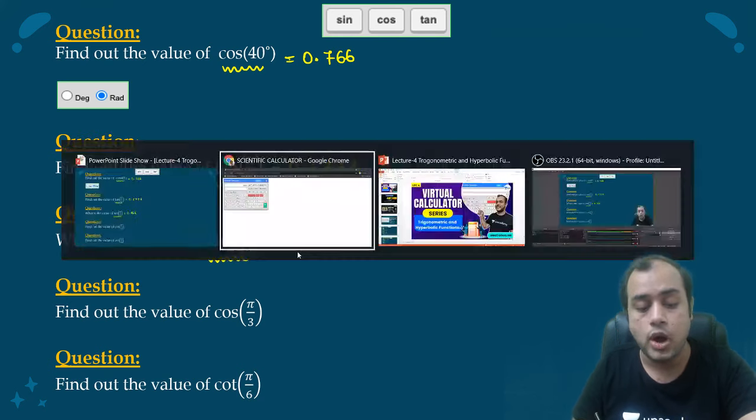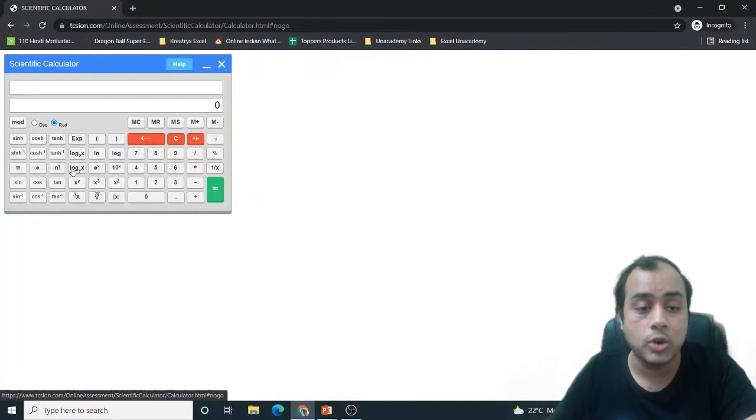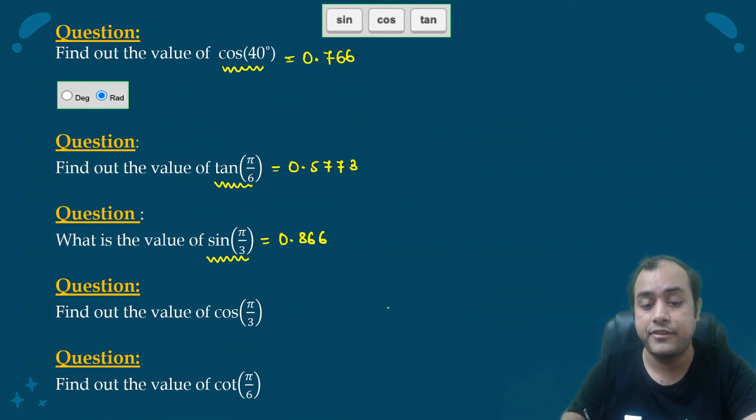Okay, what about cos pi by 3? Again follow the same process. Pi by 3, press equal to then cos. 0.5. Very easy.